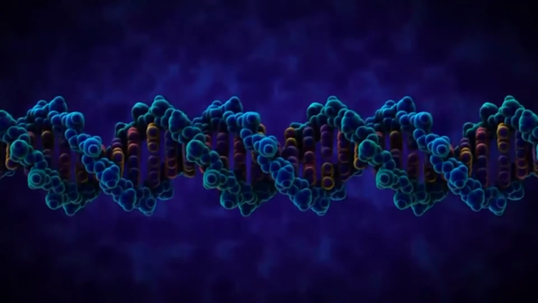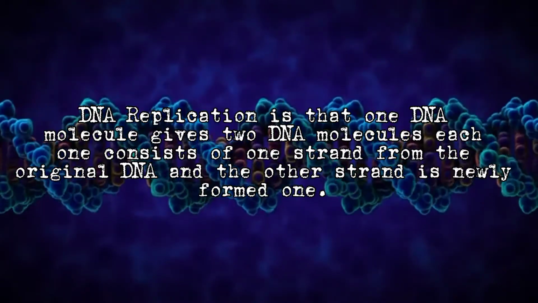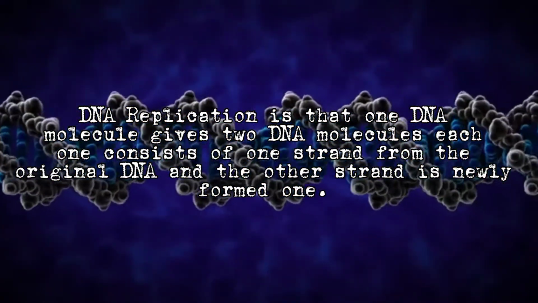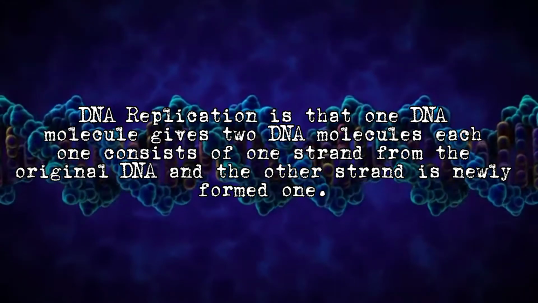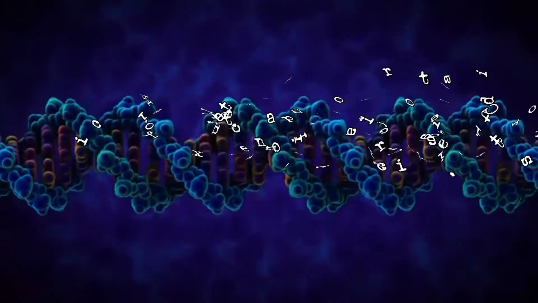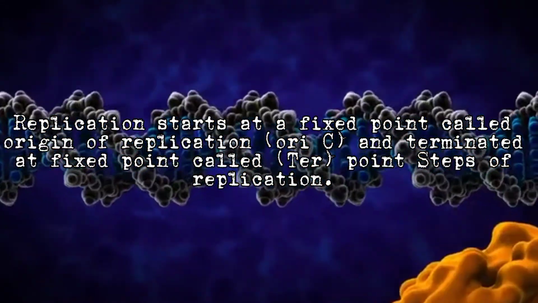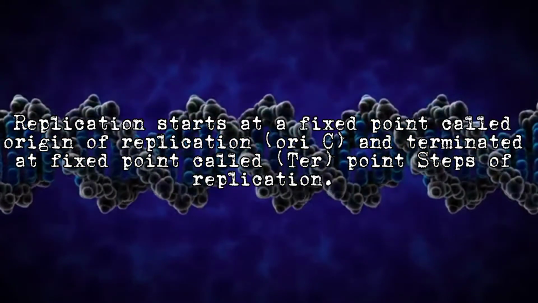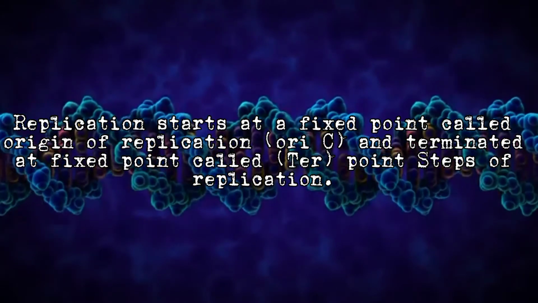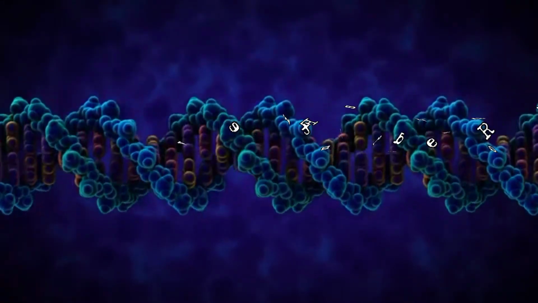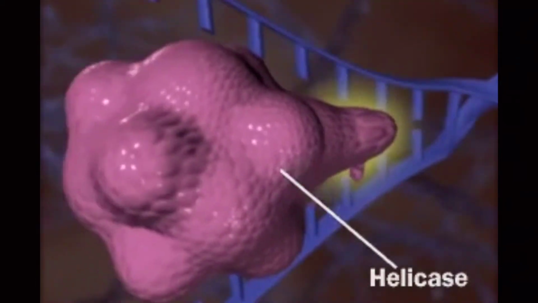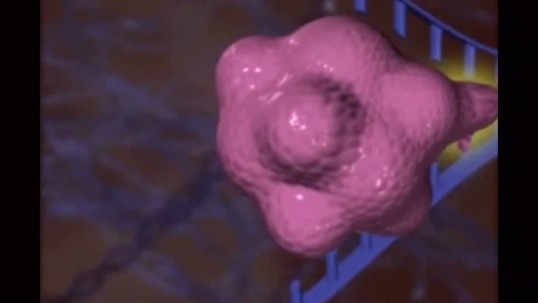DNA replication is the process in which one DNA molecule gives two DNA molecules. Each one consists of one strand from the original DNA, and the other strand is newly formed. Replication starts at a fixed point called the origin of replication, or ORI C, and terminates at a fixed point called TER. There are five steps of replication. Step 1: the two old strands of DNA are separated by the helicase enzyme to form the replication fork.